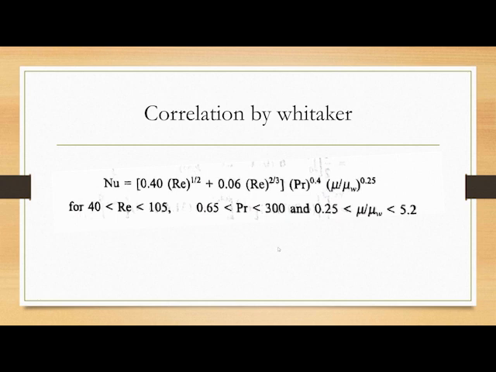Here also we have the applicability condition of this correlation. So the correlation is only valid when the Reynolds number is in the range of 40 to 10^5 and Prandtl number should be between the range of 0.65 to 300 and the ratio of mu w should be between 0.25 to 5.2. So these are the conditions for the applicability of this correlation.